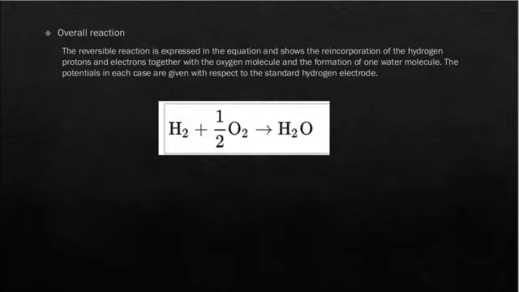And the overall reaction is reversible and is expressed in the equation as shown. The reincorporation of the hydrogen protons and electrons together with the oxygen molecule results in the formation of one water molecule. The potentials in each case are given with respect to the standard hydrogen electrode as shown in the chemical reaction below. Now, this video will show how the PEM fuel cell works.